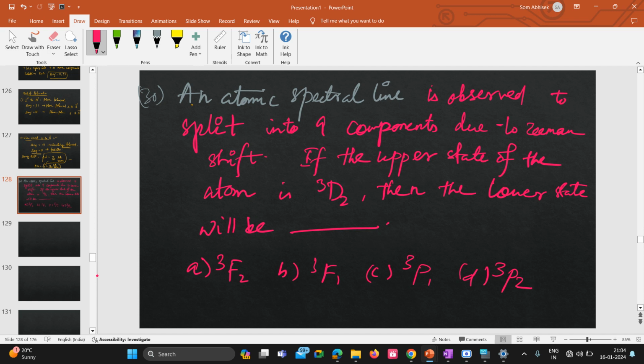Okay, first try. You first try this question. Then only I will solve it. Take your time. I'm giving you 2 minutes to think. Think about the selection rule here. What is the selection rule? Zeeman shift.